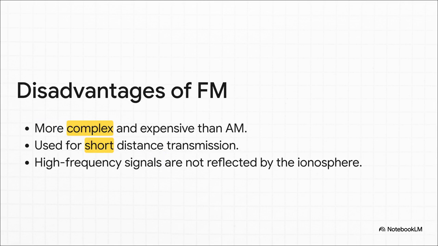But of course, there are downsides. For one, the gear for FM is a lot more complex and expensive to build. And maybe more importantly, FM uses really high-frequency signals that travel in straight lines. We're talking line of sight. They just shoot right out into space, straight through the Earth's ionosphere, instead of bouncing off it like the lower-frequency AM waves do. And that's the reason FM has a much shorter range. It's exactly why you lose your favorite local station when you go on a long road trip.